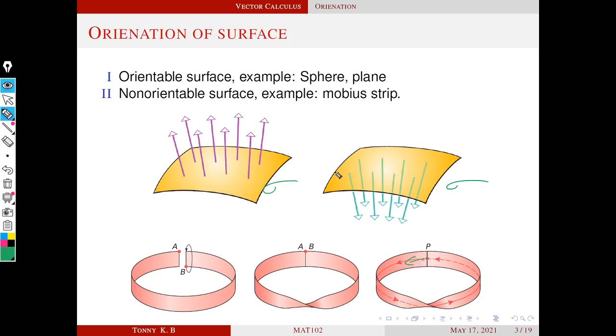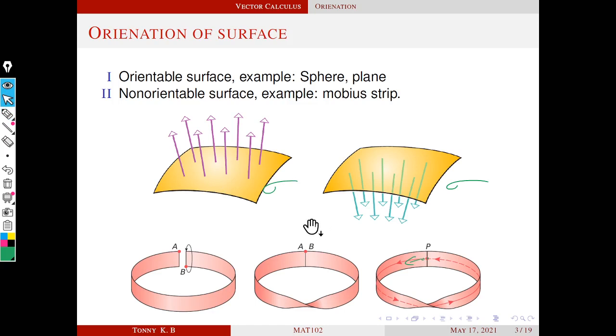But in the case of an orientable surface, you can't go to the other side without crossing the edge. So that is the difference between orientable and non-orientable surface. Here you can't go to the other side without crossing the edge. Here you can go to all the sides of this strip without crossing the edge. So this surface has only one orientation, only one side. The other has two sides, in the sense of two orientations. That is the idea of orientation.